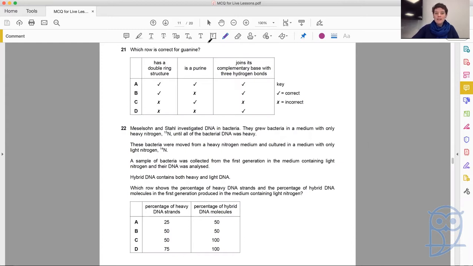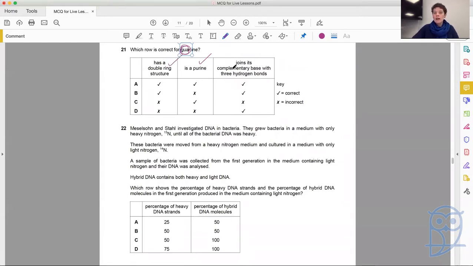So guanine, the clue is in the U, and that makes it a purine. So yes, it is a purine. Purines versus pyrimidines. Pyrimidine is a longer word, so purine is a longer structure. So purines have a double ring.